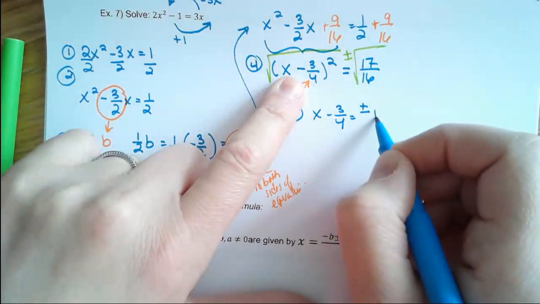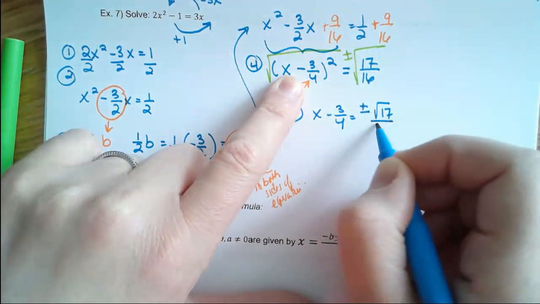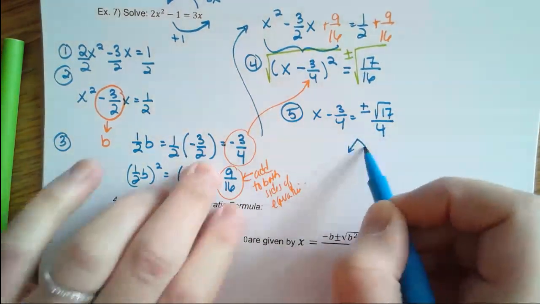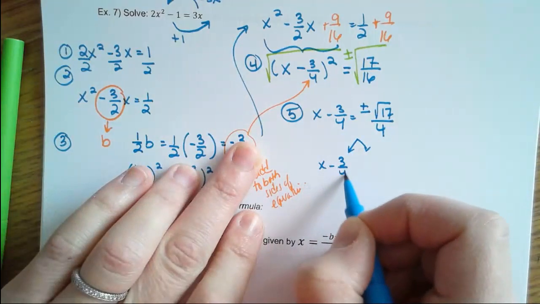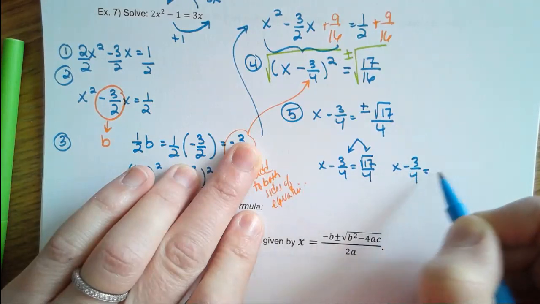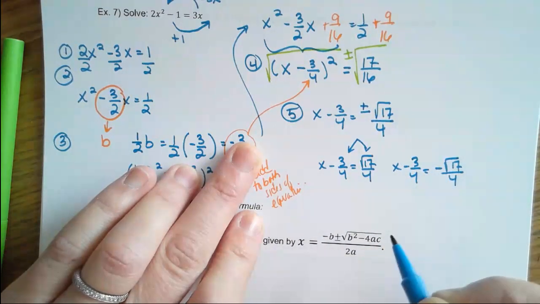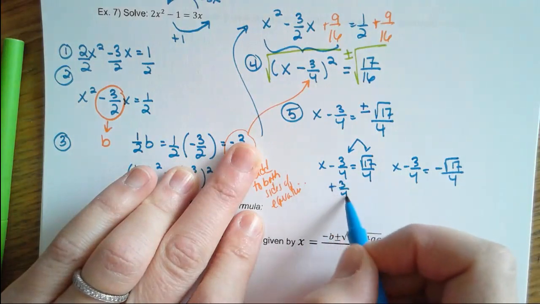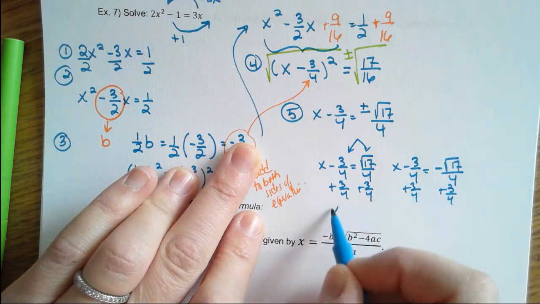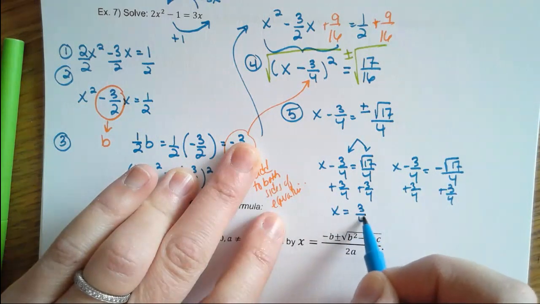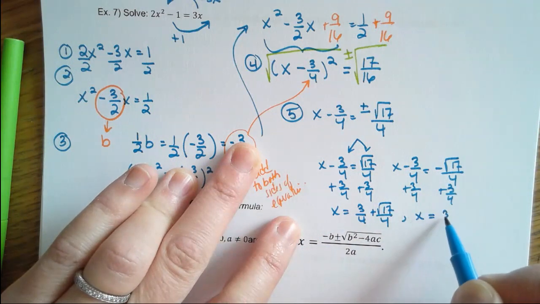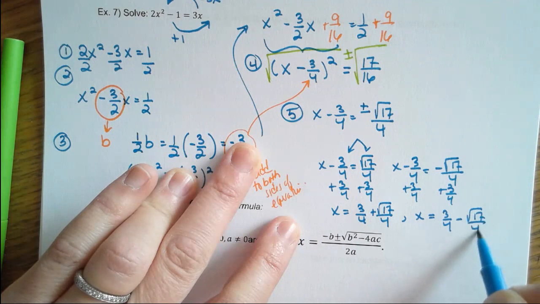Now, I can't do anything with root 17, but the square root of 16 is 4. So I can at least simplify part of it. And then I have a little bit of work to clean up. So I have x minus 3/4 equals root 17/4. And I also have x minus 3/4 is equal to negative root 17/4. I add 3/4 to both sides. And finally, I get x is equal to 3/4 plus root 17/4. Or over here, x is equal to 3/4 minus root 17/4.